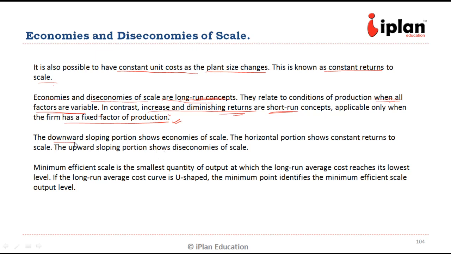So in the long run curve, the downward sloping portion of average total cost shows economies of scale. The horizontal portion would show constant returns to scale, and upward portion slope shows diseconomies of scale. So the minimum efficient scale will be the smallest quantity of output at which the long run average cost reaches its lowest level. So if it is a U-shaped curve, the minimum point identifies the minimum efficient scale output level. So at that level we are going to have the minimum cost at the lowest quantity. That is called minimum efficient scale. Let us look at that in graph.